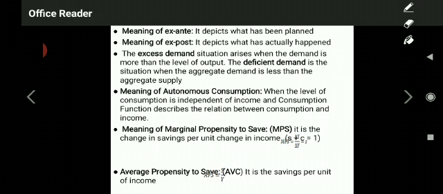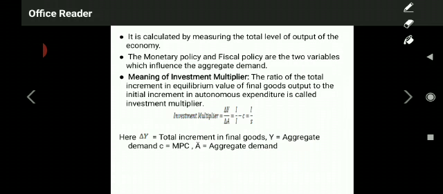I hope you understood. As the per unit of income goes on increasing, depending on that, our savings also go on increasing, and that is called APS, average propensity to save. Here, it is calculated by measuring the total level of output of the economy.